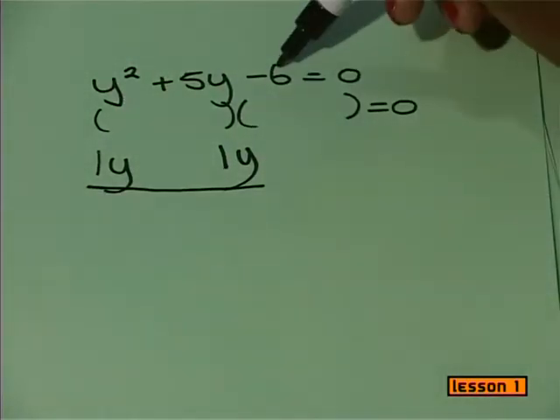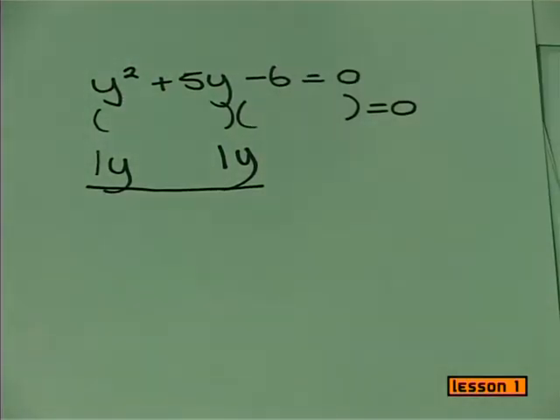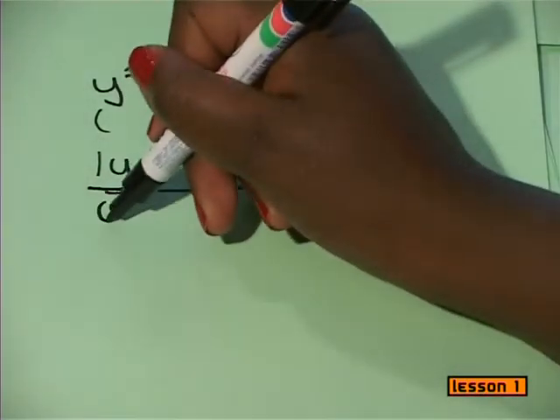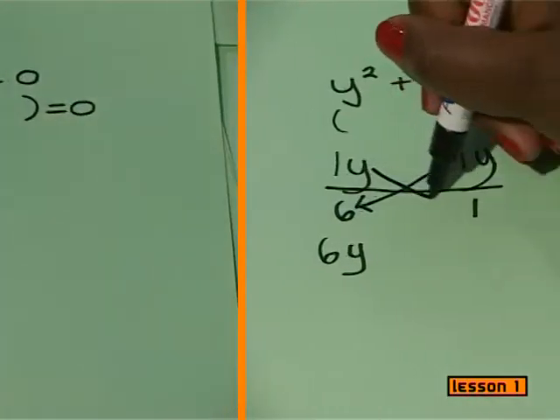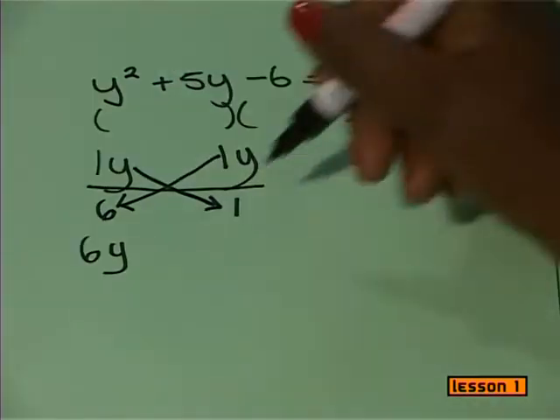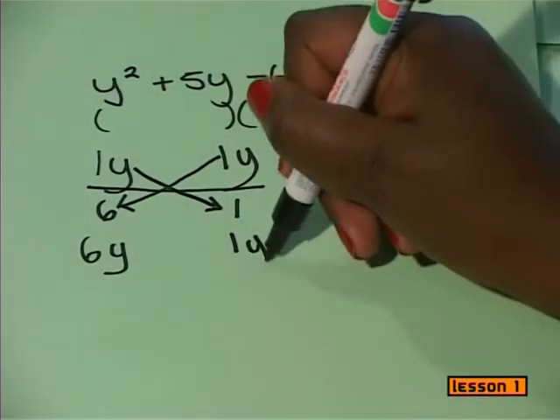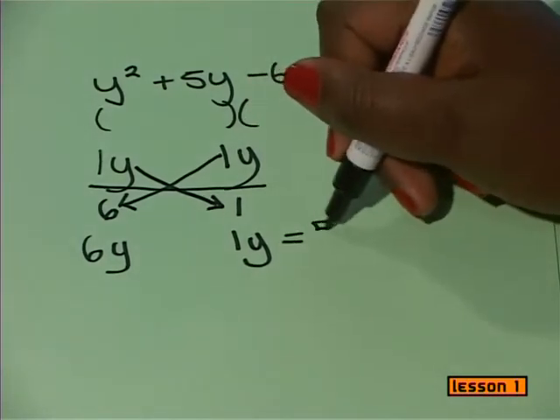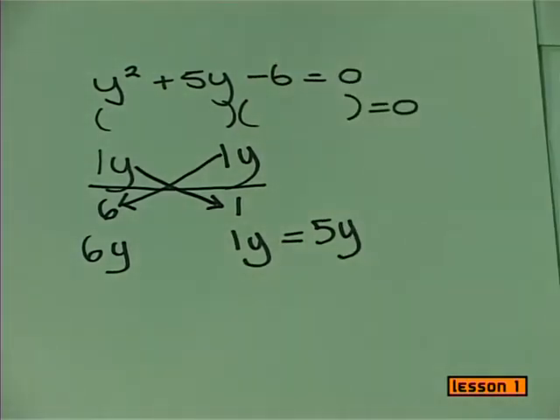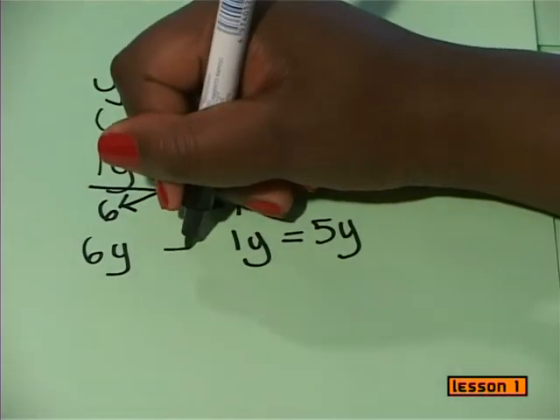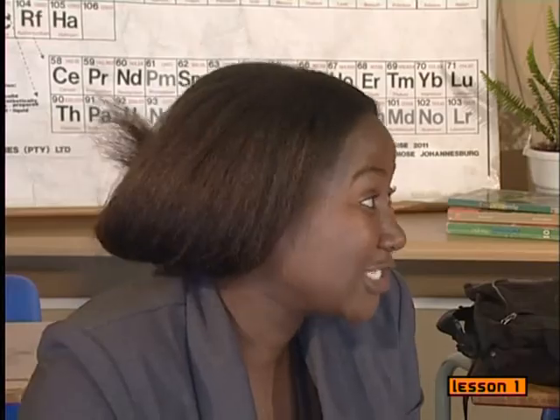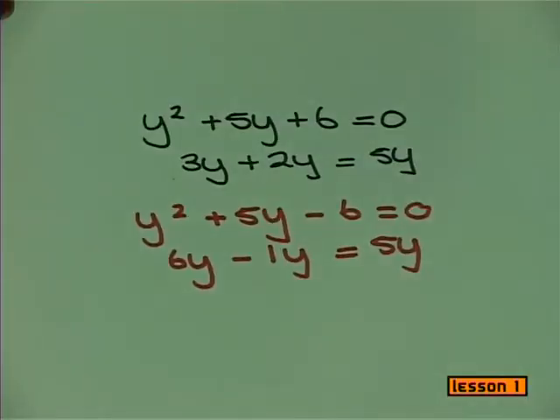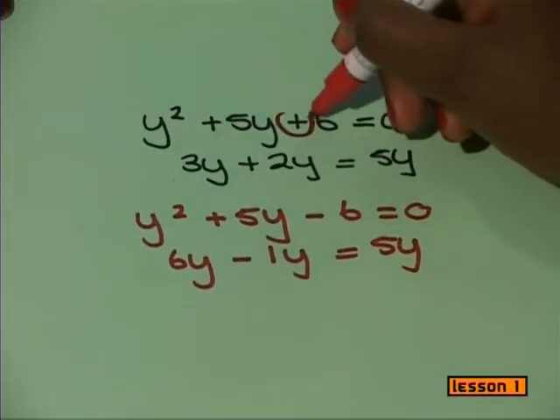We already know that the factors of the last term in this case are 6 and 1. If we cross multiply, we get 6y and 1y. What would we have to do to these like terms in order to find the middle term of 5y? We would have to subtract them. Okay, let's look at the sign in front of the last term. What do you notice? Oh, I get it.